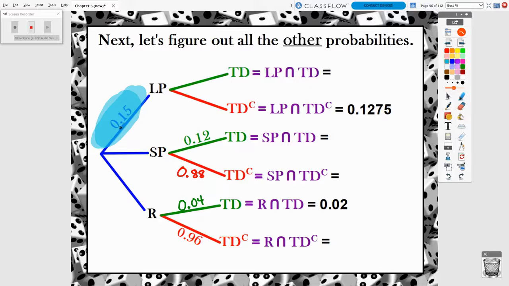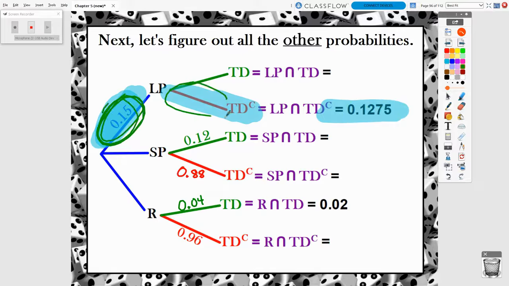But let's look at the next branch. If I threw a long pass 15% of the time, and I don't score a touchdown, here's what I do know, though, is that 12.75% of the overall time, I'm going to throw a long pass and not score a touchdown. So how did that 12.75% come into existence? That's whenever I take this 15% and I multiply it by this something percent, and I know the answer is going to give me 12.75%.